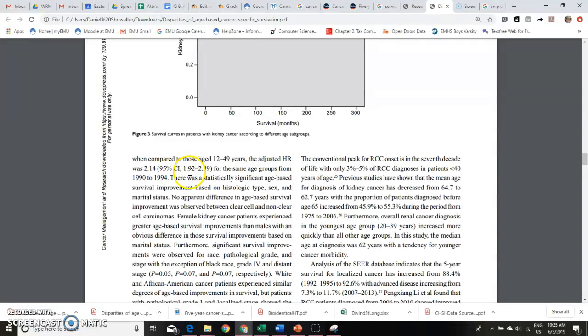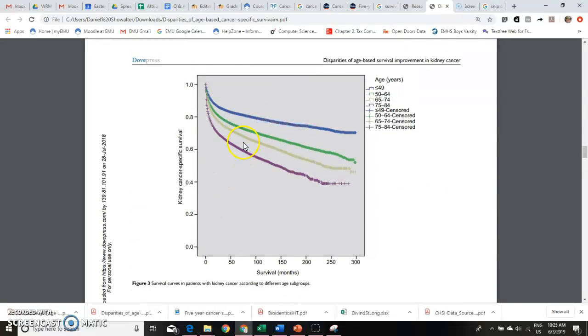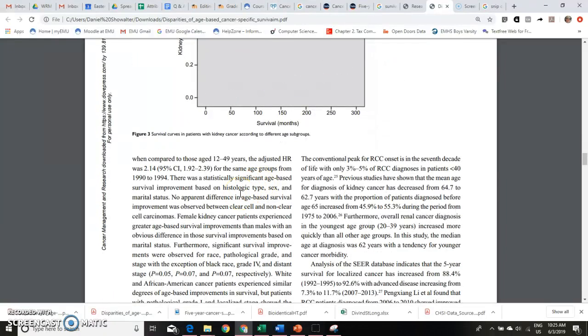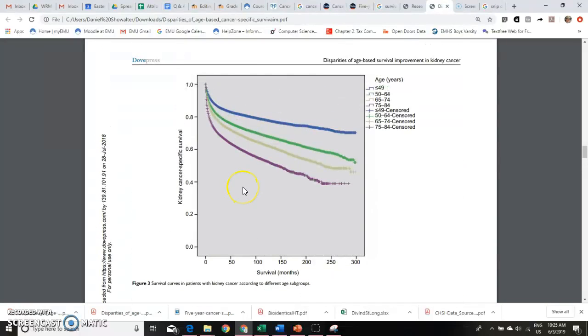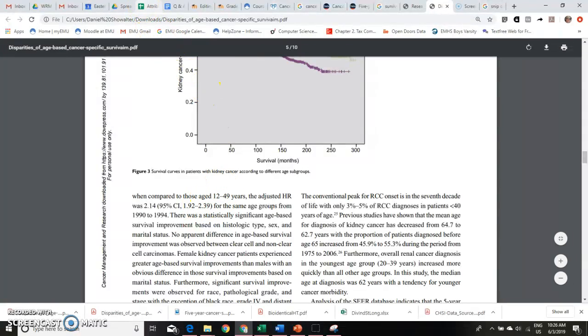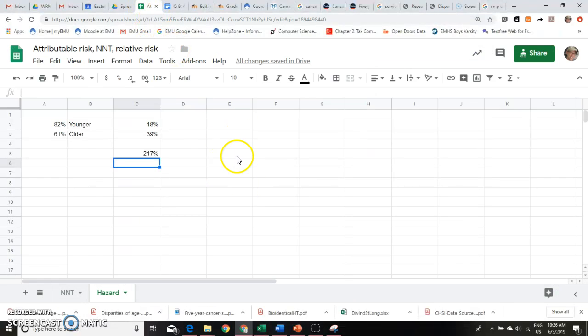So what does this confidence interval mean? 1.2 to 2.39. It means that, yeah, these are the people we have data on, and we also have people that could get diagnosed right now with kidney cancer who are not in this data set. Clearly, we want to know what's the relative risk, essentially, for the younger group as the older group. Let me write these two numbers, 1.92 and 2.39.